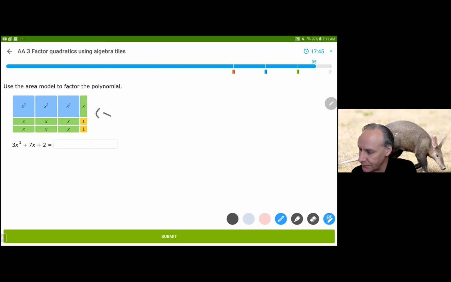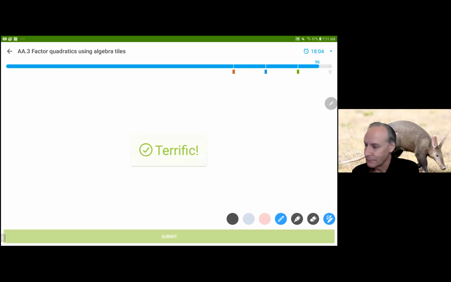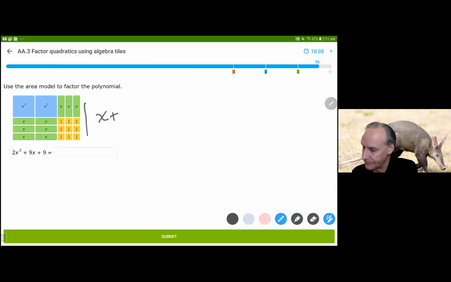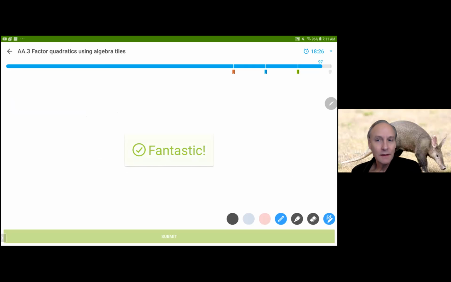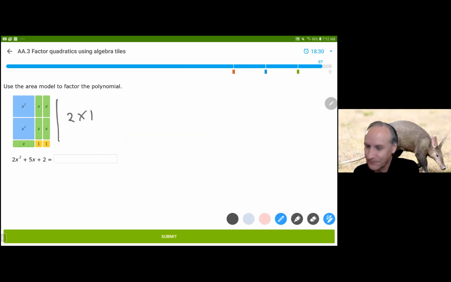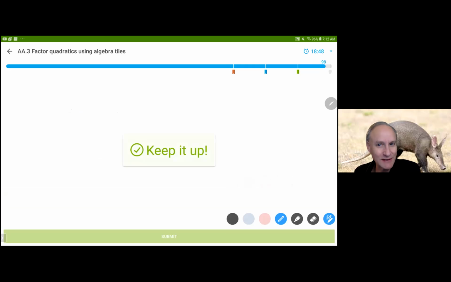And we've got an x plus 2 this way, x plus 1, 2, and a 3x plus 1. Doing that. There it is. And we have an x plus 3 and a 2x plus 3. We got a 2x plus 1, and we have an x plus 2. There it is, x plus 1, 2. I keep checking to make sure I'm actually typing what I think I am.